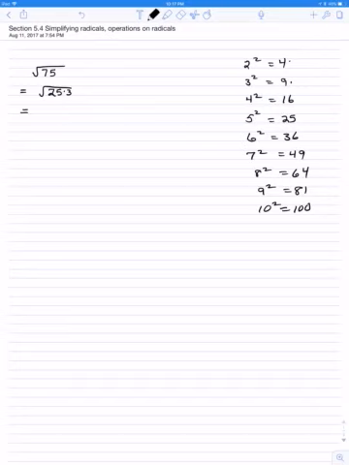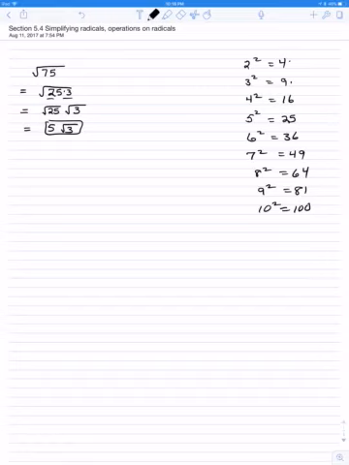Now, the square root of 75 has separate factors, so I can break it down into separate square roots. The square root of 25 is just 5, since 5 times 5 is 25. So I have 5 square root of 3.